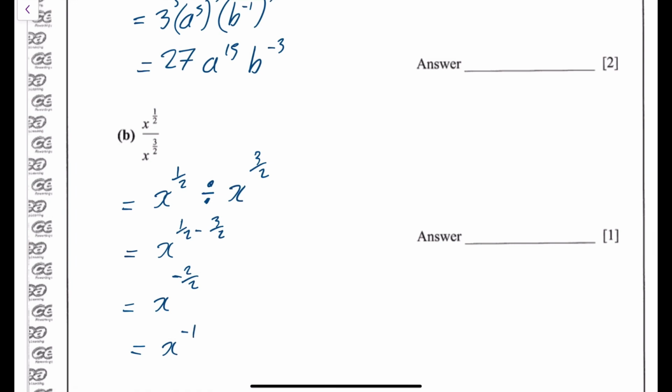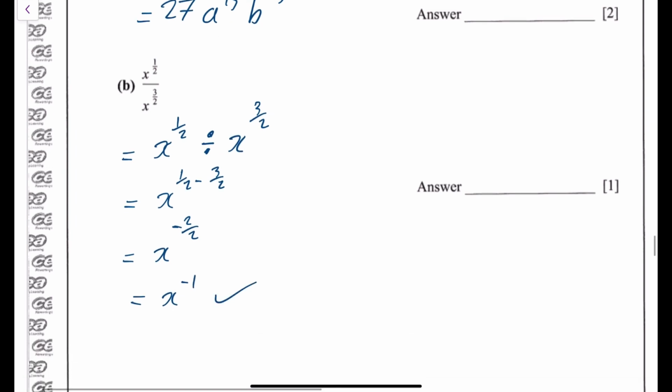And I think that's what they would be looking for. I think that would give you your marks. Just to be sure, I would also put down that as my answer. So I'd say x to the minus 1, which is the same as 1 over x. And then you'll be guaranteed to get the marks.